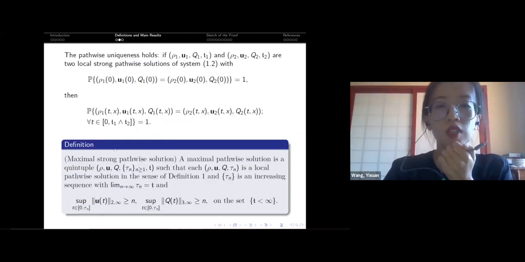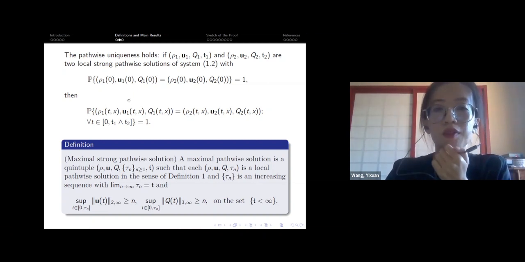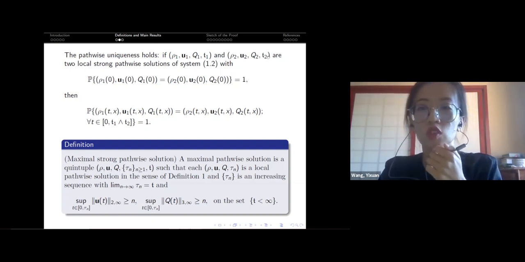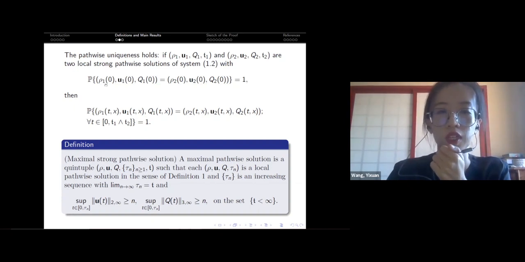So for the pathwise uniqueness, we say if we are given two local strong pathwise solutions, ρ1, u1, Q1, T1, and ρ2, u2, Q2, T2, and if the initial conditions are equal almost surely, then these two solutions are equal almost surely up to the minimum of the two stopping times.